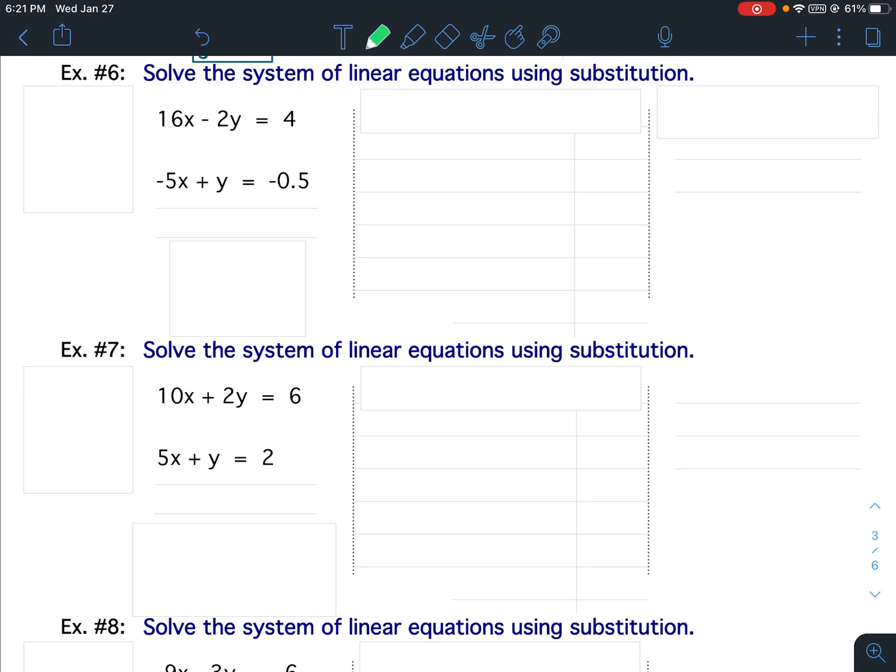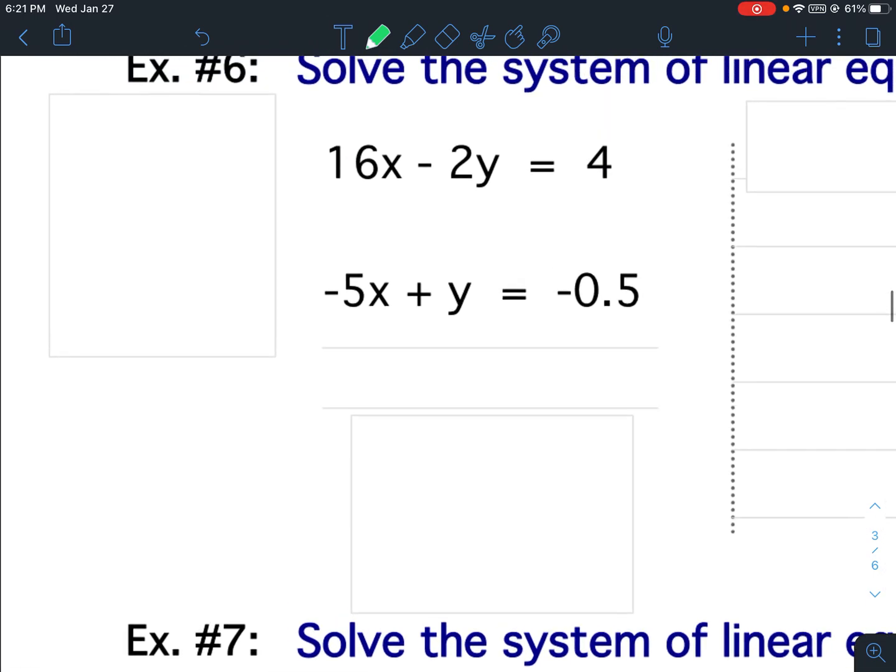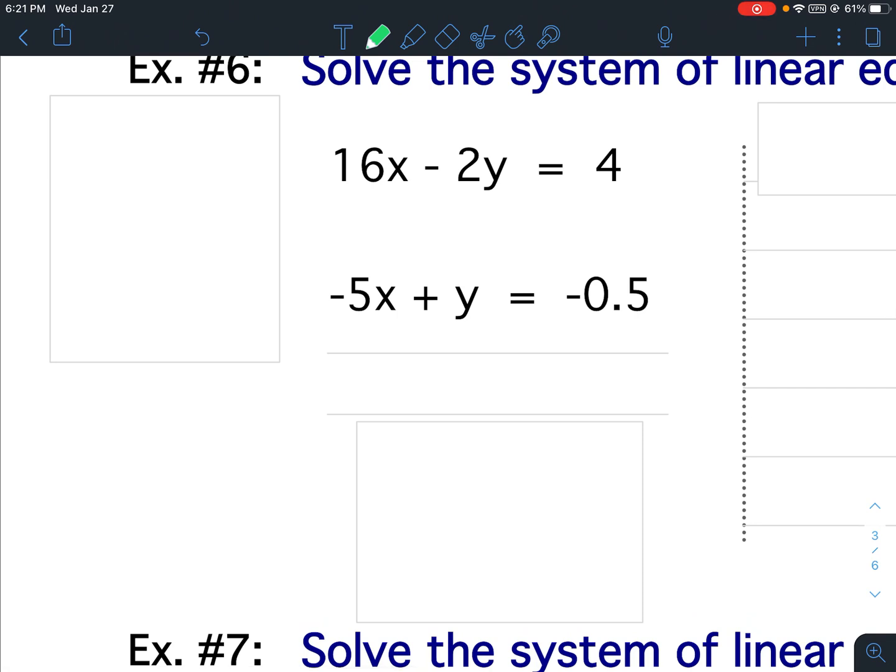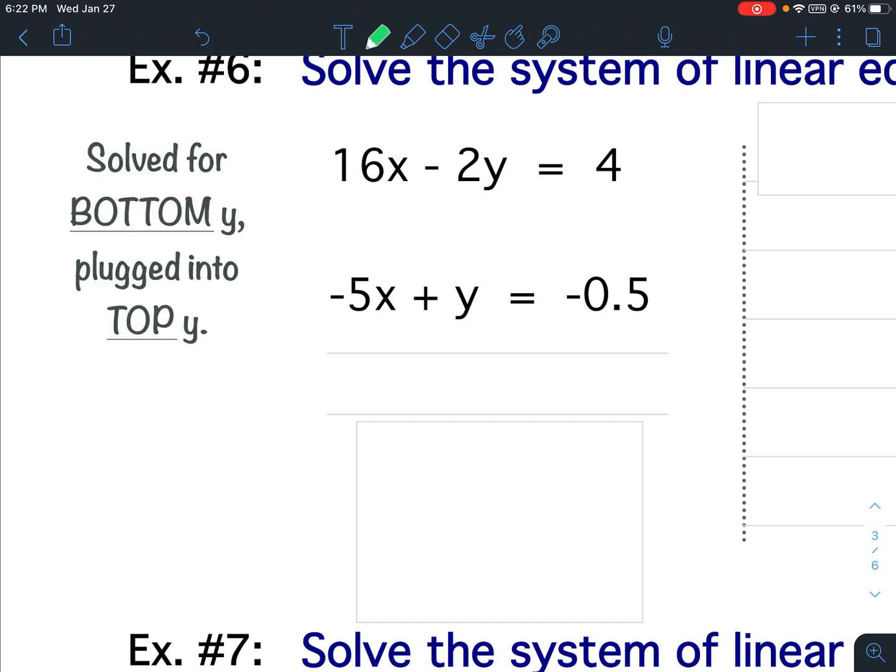So, looking at these two equations, which variable is the easiest to first solve for? That would be the bottom y. It has a positive 1 coefficient. So, pause your video and write down: solve for bottom y, plugged into top y.